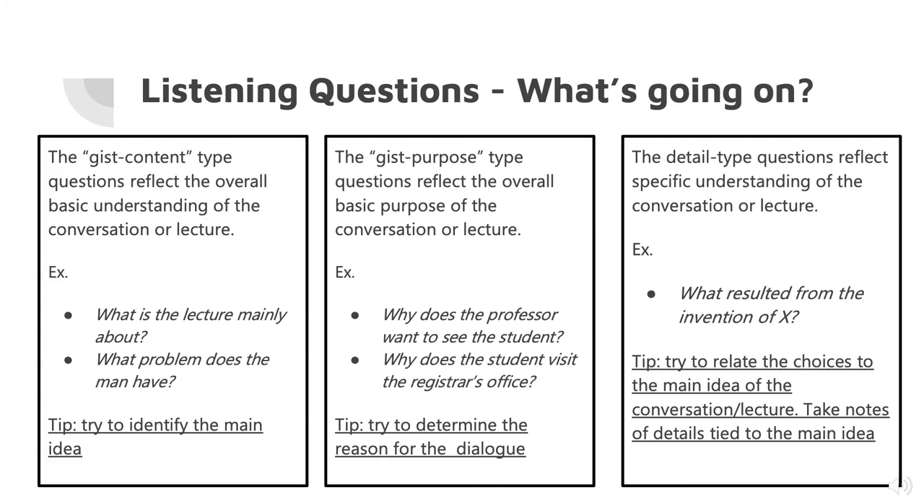Detailed type questions reflect the specific understanding of the conversation or the lecture. An example question you may find is, what resulted from the invention of X? A recipe for learning tip here is to try to relate the choices to the main idea of the conversation or lecture. Take notes of details tied to the main idea.